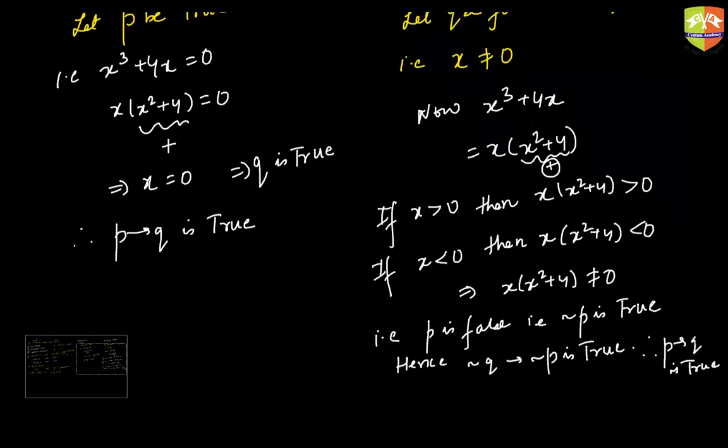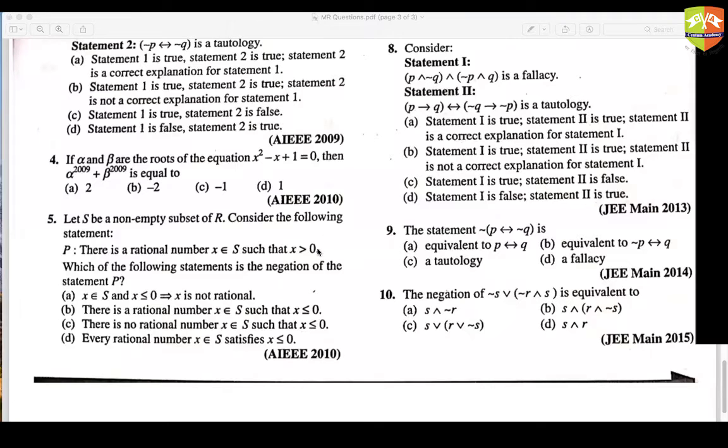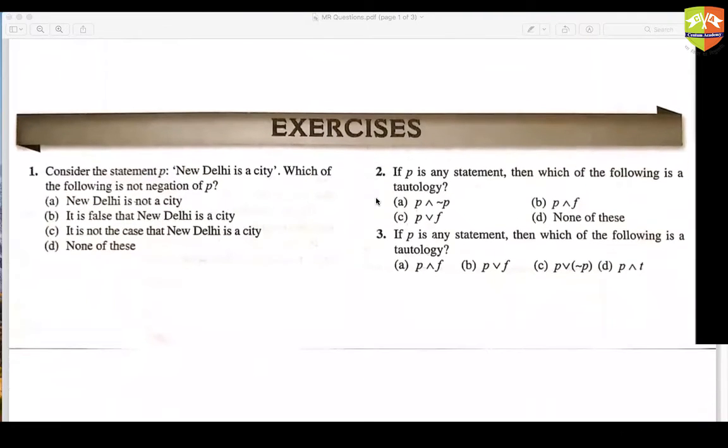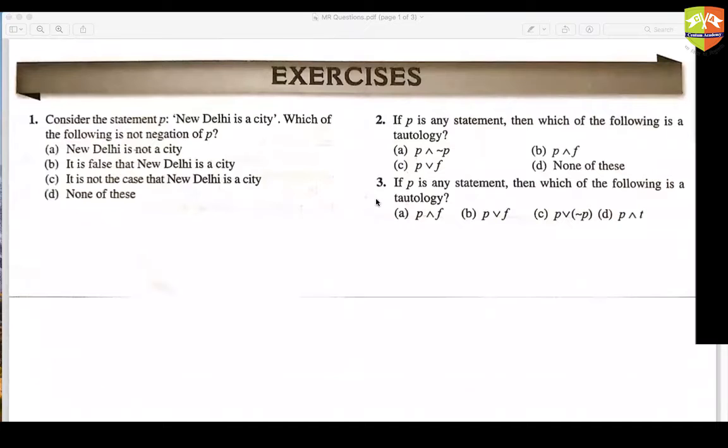Now we'll do some problem solving on the type of questions that we'll be getting in the exam. Let's go to the first three questions. First one: are we ready with the answer? Which of the following is not a definition of tea? All of them are negation of tea, right? The correct answer is none of these, because they're asking for not a negation of tea. Is that fine? Yes, sir.